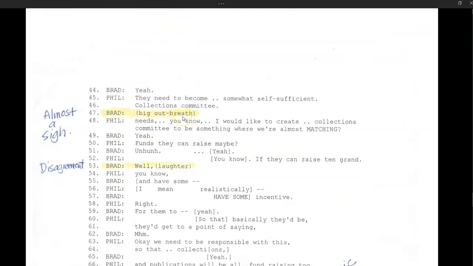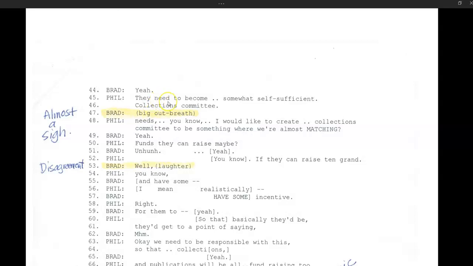There's a big out-breath here. In the original transcript, there were lots of in-breaths and out-breaths that were noted, and I edited most of that out of the transcript because some of them were imperceptible to me as a novice listening to the recording, and I did not feel that it would add a lot to an ESL class to talk about in-breaths and out-breaths. But sometimes it's good to include. In this case, instead of the symbol they had for that, I just wrote big out-breath because it's almost a sigh.